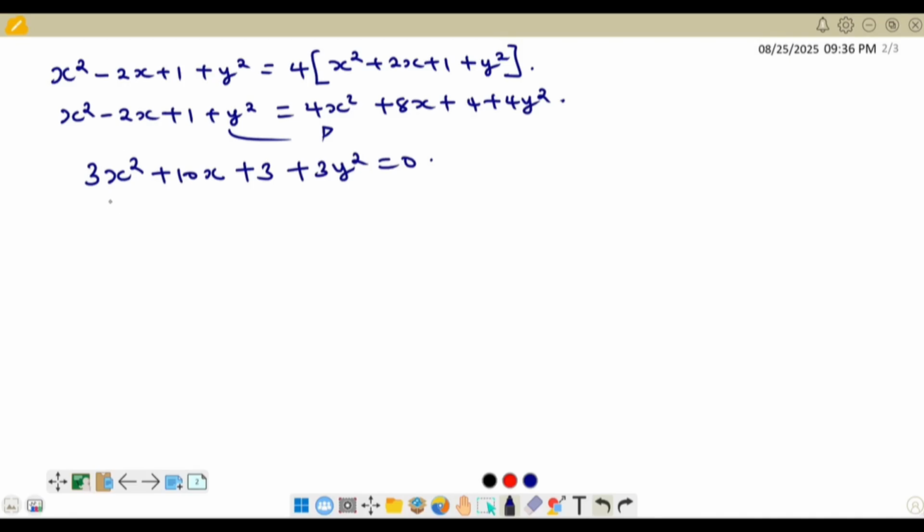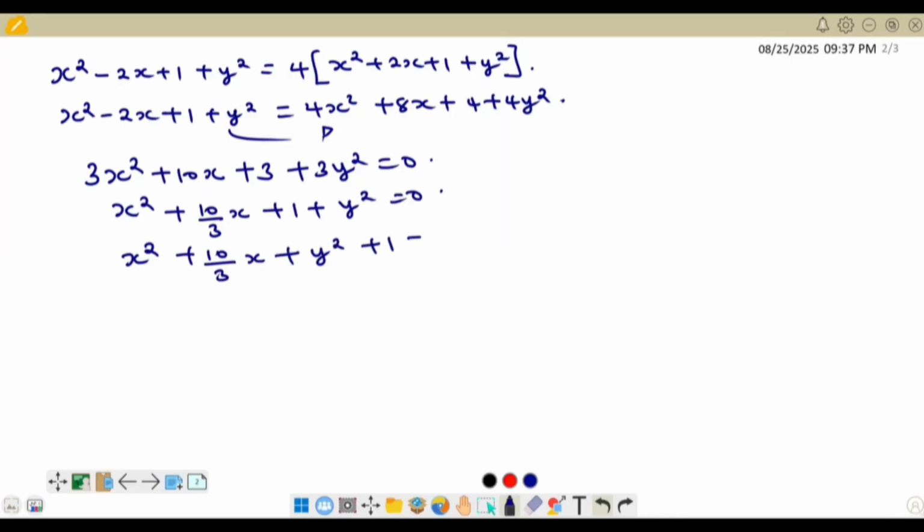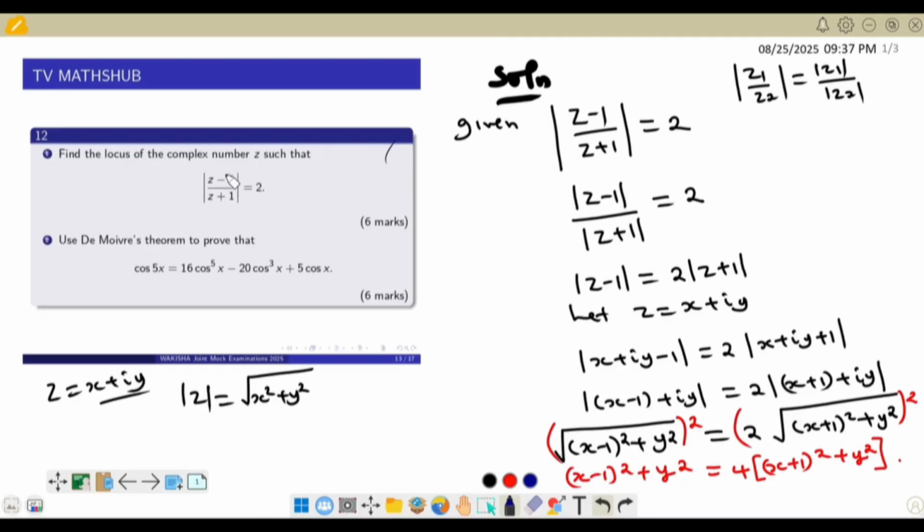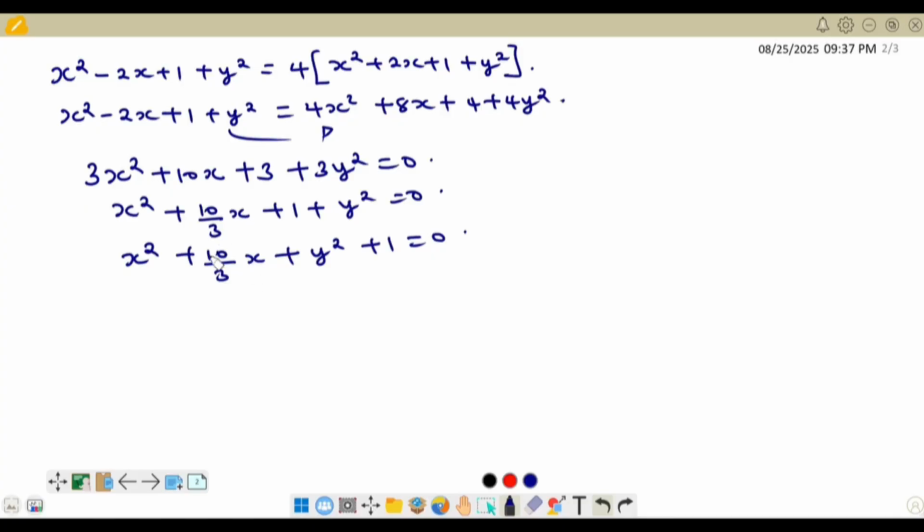From here, we can have this as x squared plus 10 upon 3 of x plus 1 plus y squared, which is equal to 0. We can rearrange this further to have x squared plus 10 over 3 of x plus y squared plus 1, which is equal to 0. We need to find the locus of the complex number, so we need to know what exactly this represents. Looking at this, it represents the equation of a circle.